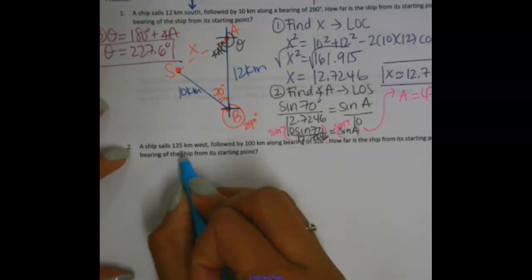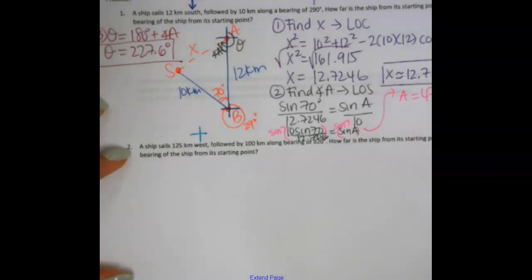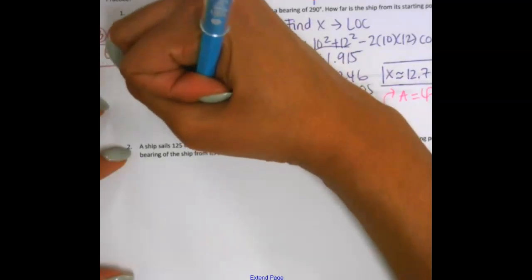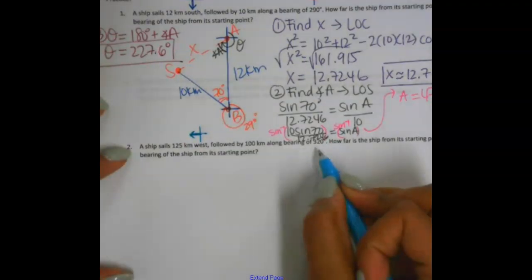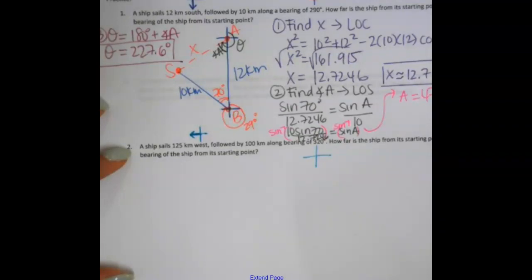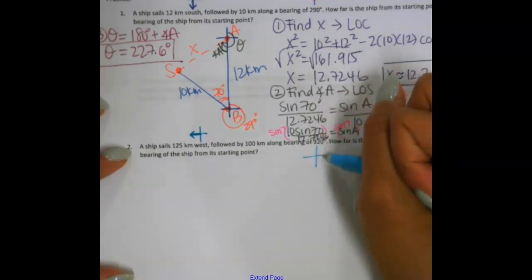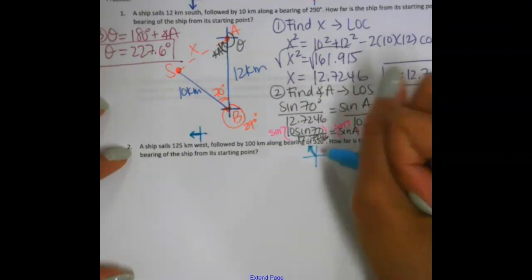First thing I would suggest doing is when it says a ship sails 125 kilometers west, draw where west is, because by starting out showing where your ship will go, it will help you with actually showing the picture. So if it's going to the west, it's going in this direction. So that's going to the west. Followed by 100 kilometers along a bearing of 320 degrees. So here's my compass. It's going to go around 320 degrees to land right here. So it's going around this direction to create that bearing.